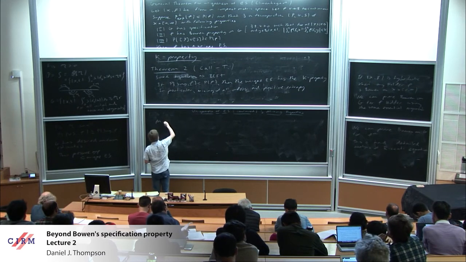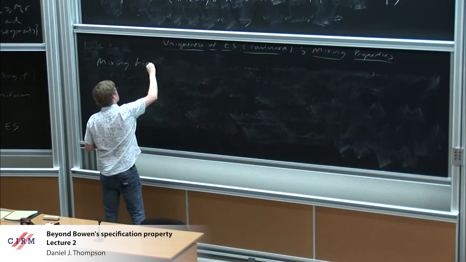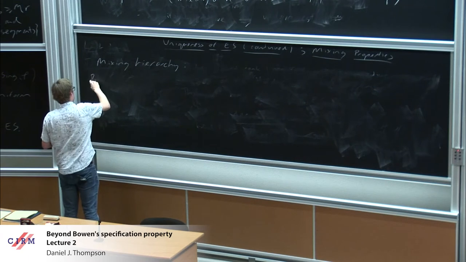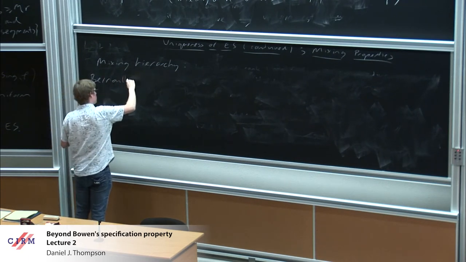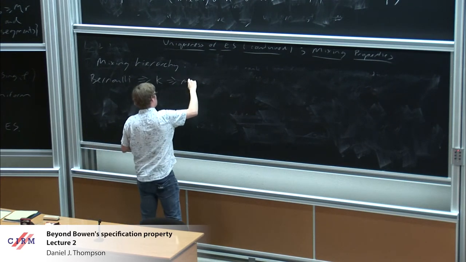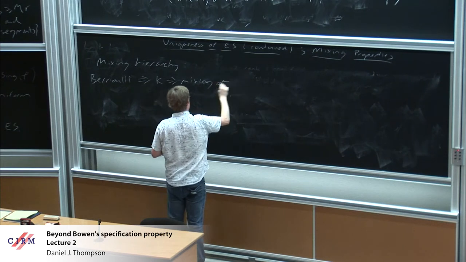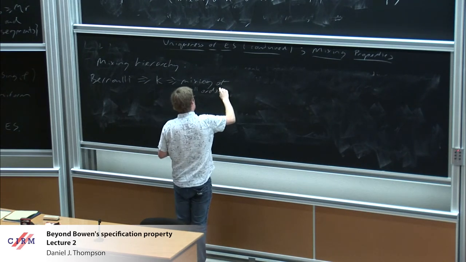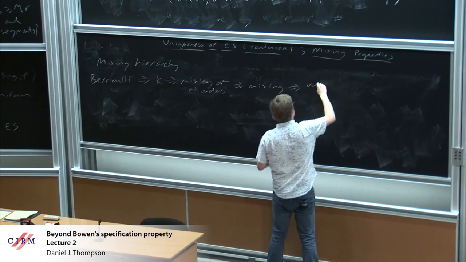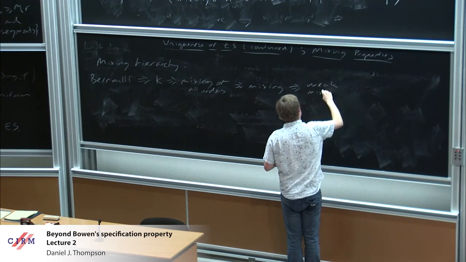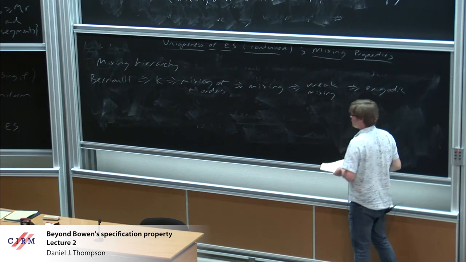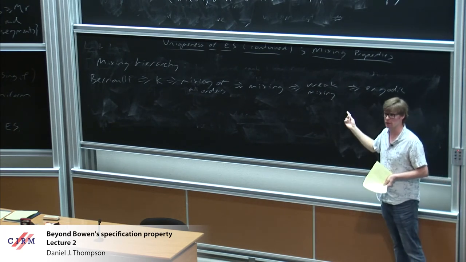The mixing hierarchy goes something like this. The best thing that one ever wants is Bernoulli, which implies K, implies mixing of all orders, implies mixing, implies weak mixing, implies ergodic. This is an express train version of the mixing hierarchy, but there's plenty of other stops along the way.